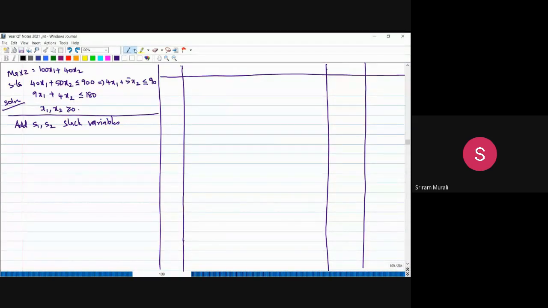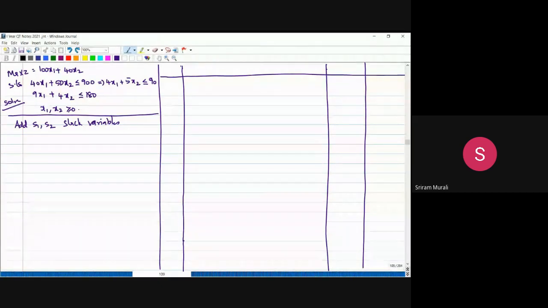Maximize z is equal to 100x1 plus 40x2, subject to the first constraint 40x1 plus 50x2 less than or equal to 900. I divided by 10 so that it has become 4x1 plus 5x2 less than or equal to 90. The second constraint is 9x1 plus 4x2 less than or equal to 180.